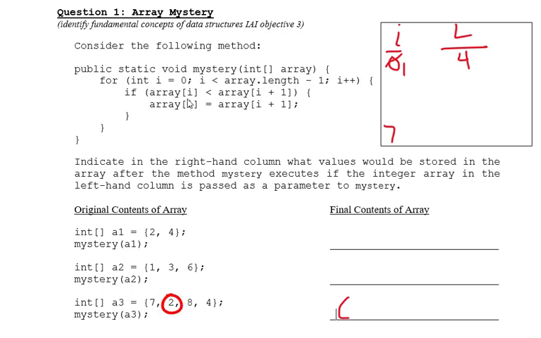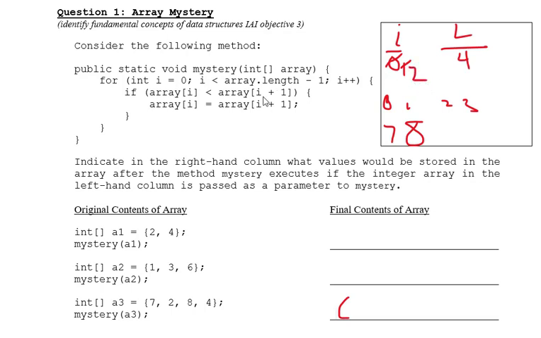If array at I, which is now 1, is less than array at I plus 1, and it is. So array at I is going to be assigned a value of array at I plus 1. So now, since array at I plus 1 is 8, that will be assigned to array at I, which is element 1. These are the element numbers. And we'll loop back up and we'll increment and I will become 2.